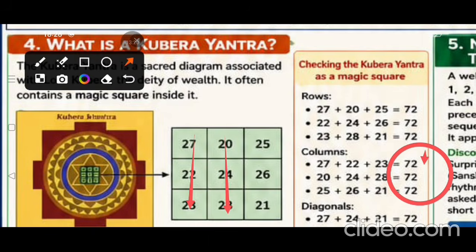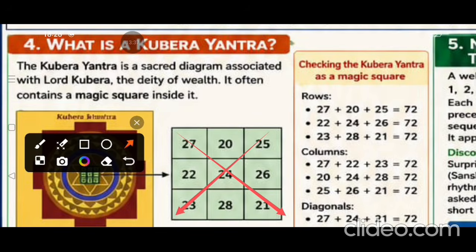If we check diagonally, the sum will be 27 plus 24 plus 21, which is 72. 25 plus 24 plus 23 is again 72. So here the sum of the Kuber Yantra is 72.